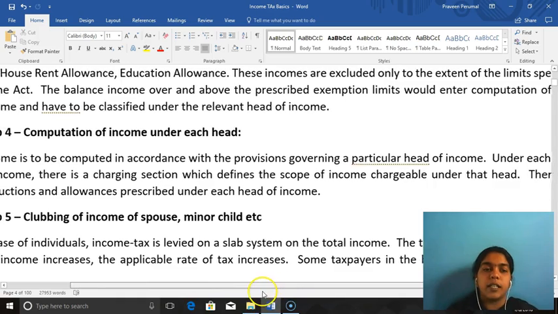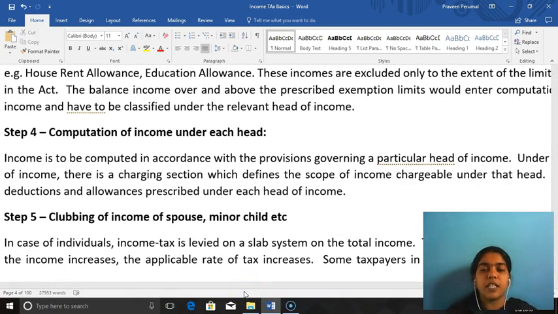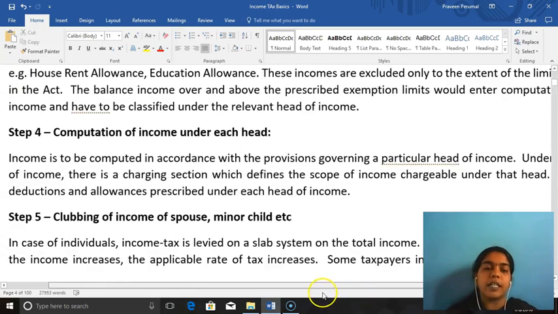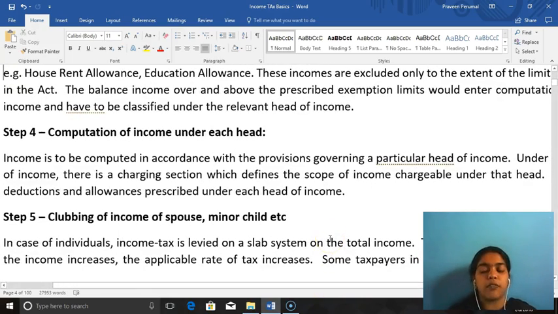Under each head of income, there is a charging section which defines the scope of income chargeable under that head. And what is the next step? There are also certain deductions and allowances prescribed under each head of income. So the charging section is a very common section.